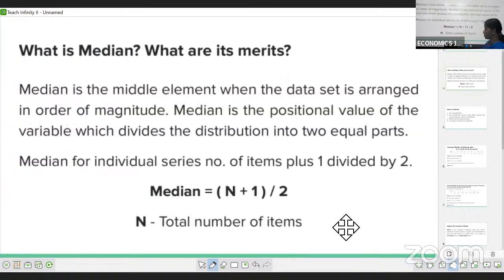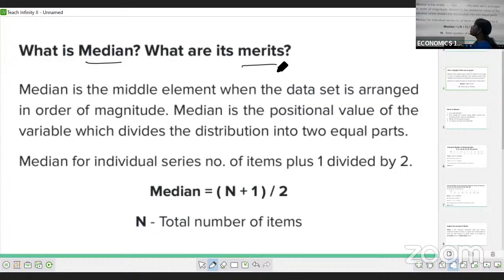So in the VSAQ, one important question is: what is median? What is median, and what are its merits? They are asking two parts, children. If they ask only the median, then you have to give the definition of median. No need to write the merits. If they ask both, you have to write both.